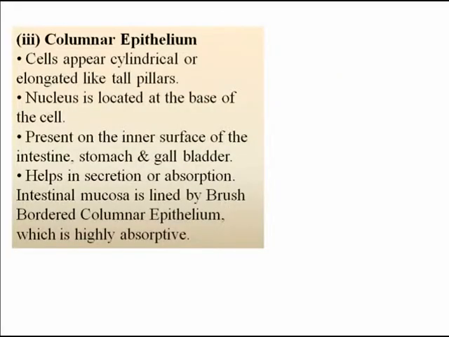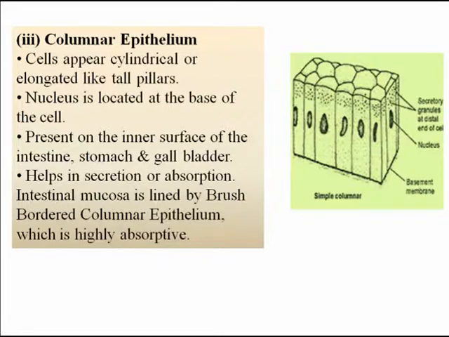Now, columnar epithelium. You can see here the picture. Columnar epithelium cells are like columns. So, cells of columnar epithelium are elongated or column shaped, and their nuclei are elongated and are usually located near the base of the cells. Columnar epithelium is present on the inner surface of the intestine, stomach and gallbladder. Actually, columnar epithelium forms the lining of the stomach, intestine and gallbladder because here it helps in secretion or absorption. Here again, the intestinal mucosa is lined by brush bordered columnar epithelium, which is highly absorptive.